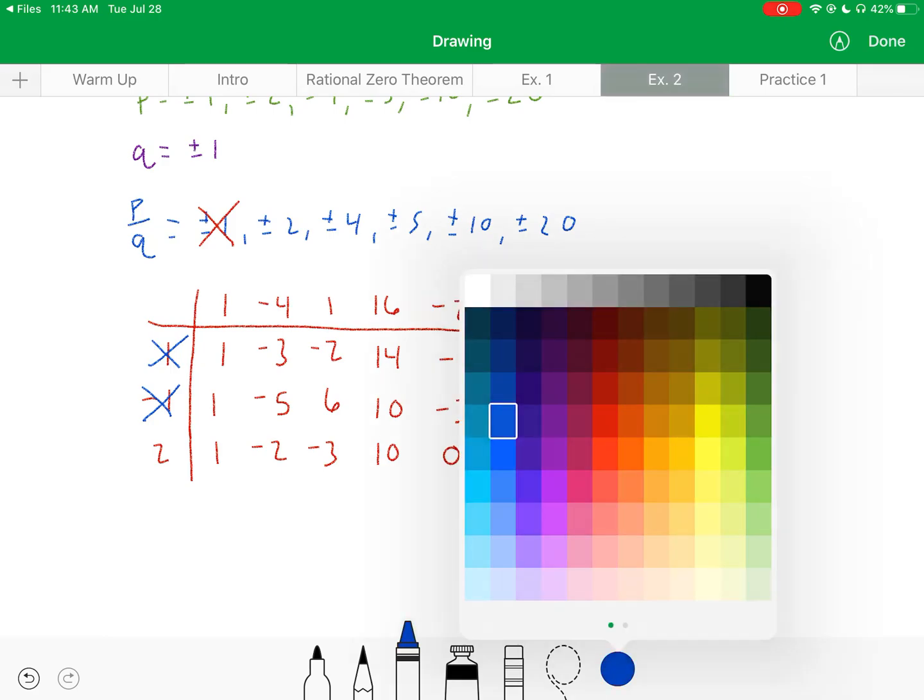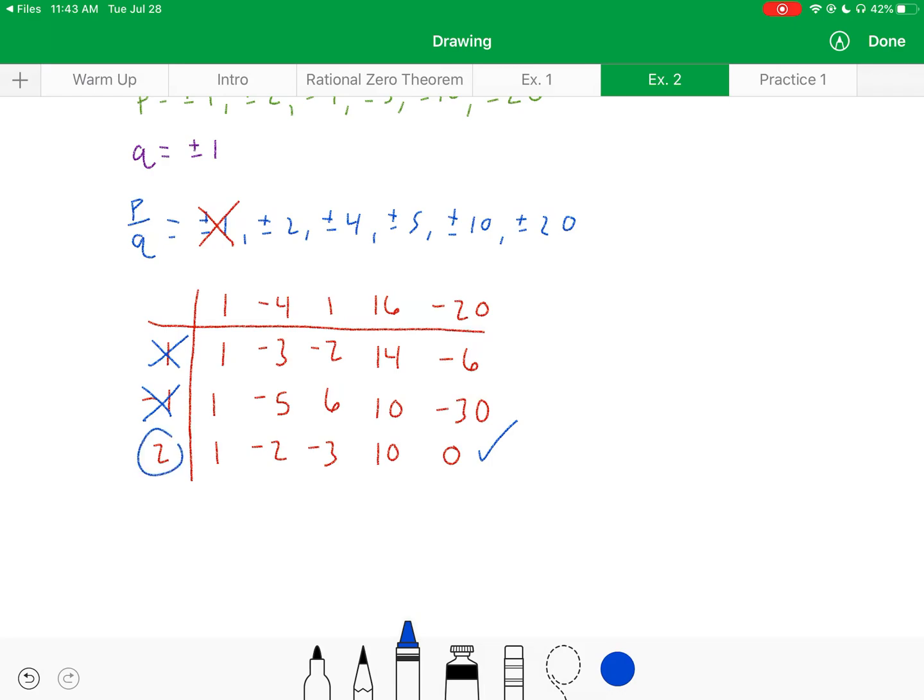Nice. That's what I was looking for. There's my first 0 of the function. Okay. So I'm going to say that f of x has a slightly factored form of x minus 2, right? If 2 is a 0, x minus 2 is a factor. And then I use these 4 numbers to lead me to another factor.